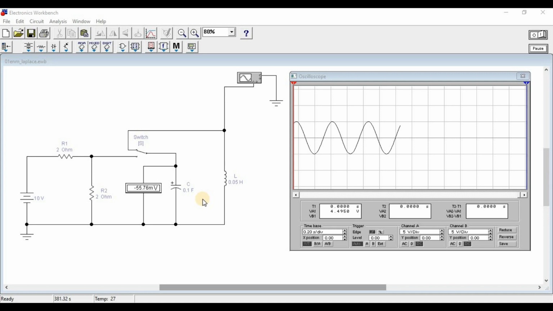Okay, so that's all for today, and let's stop here for now. But we are going to continue our topic in the next video by analyzing another circuit consisting of a resistor, a capacitor, and an inductor.